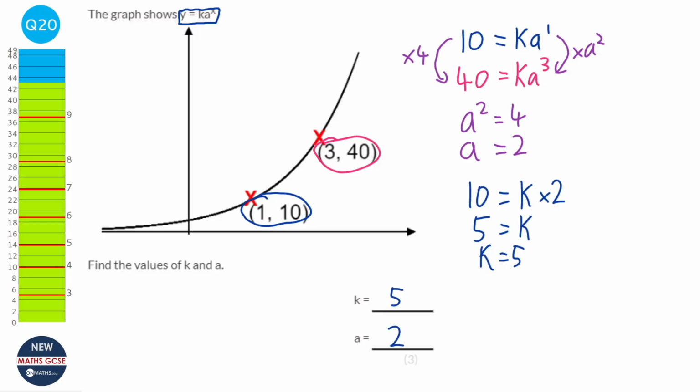Now check that works. So let's have a look at this second coordinate. And we're going to do y equals, and we're going to do 5 times 2 to the power of 3. 2 to the power of 3 is 8. 5 times 8 is 40. So we know that our equation works.